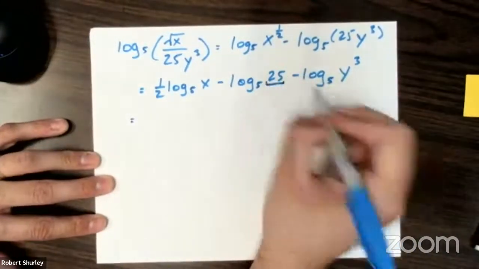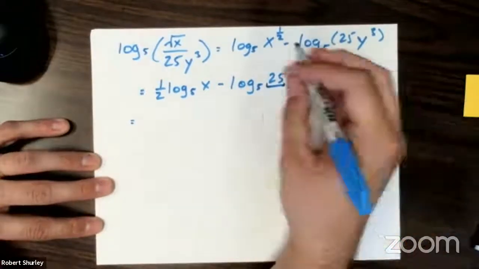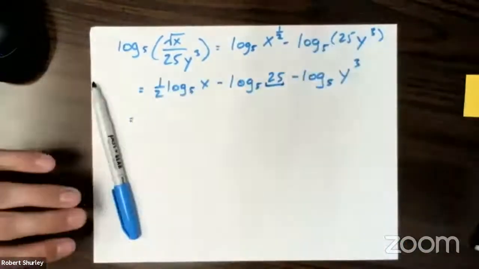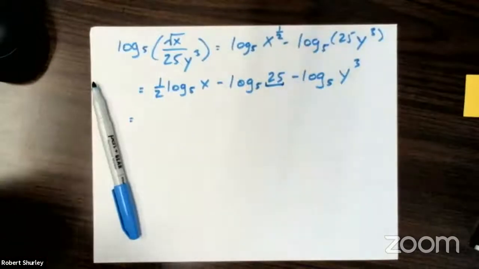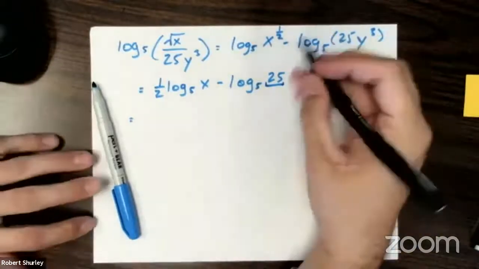Now, look, 25 I can write as 5 squared. Look, I'm going to be a little lazy. I'll try out another pen here and see how this picks up on the screen.